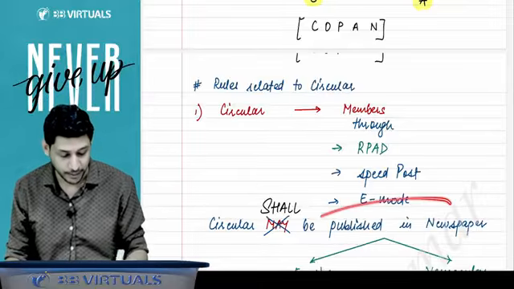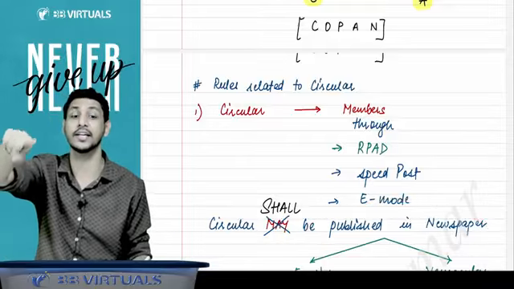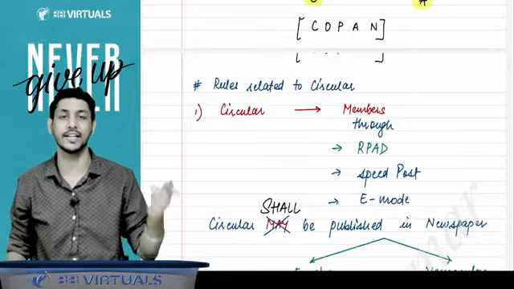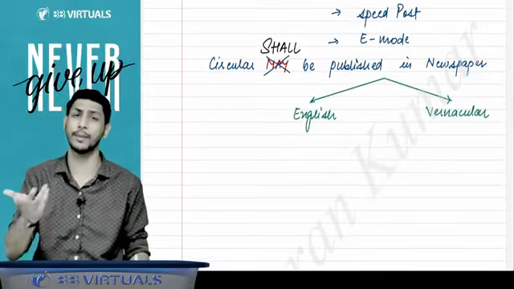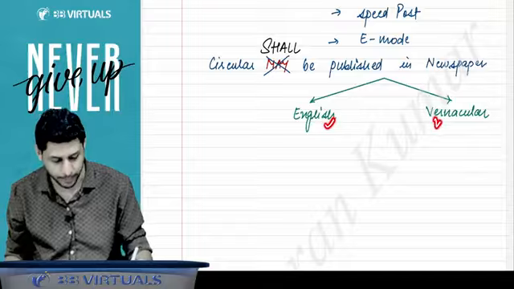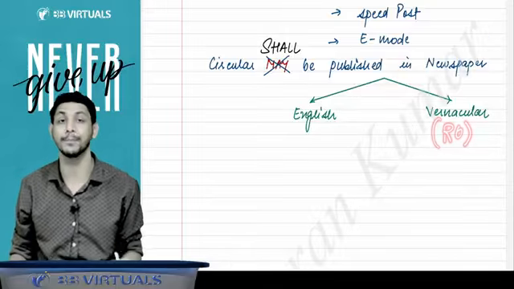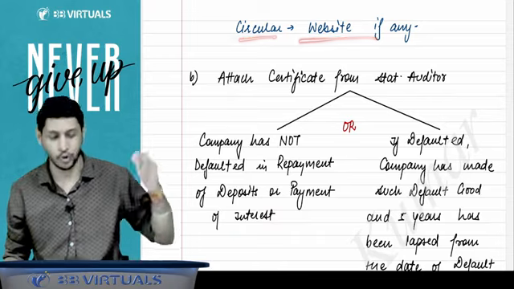So you have to publish it in the newspaper. In that section, you recall it was written that the circular may be published in the newspaper. But in this section, they have written that the circular shall be published in the newspaper, because you are accepting deposits from the public now. So this is to be published in an English newspaper and a vernacular newspaper where the registered office of the company is located. Then the circular has to be posted on the website also, if you have a website.